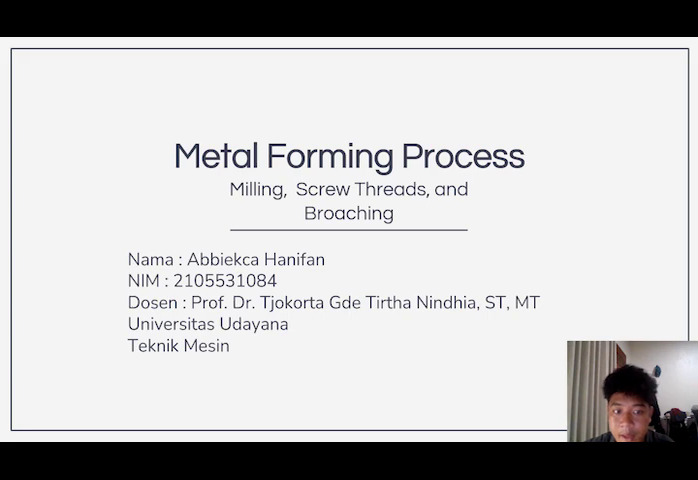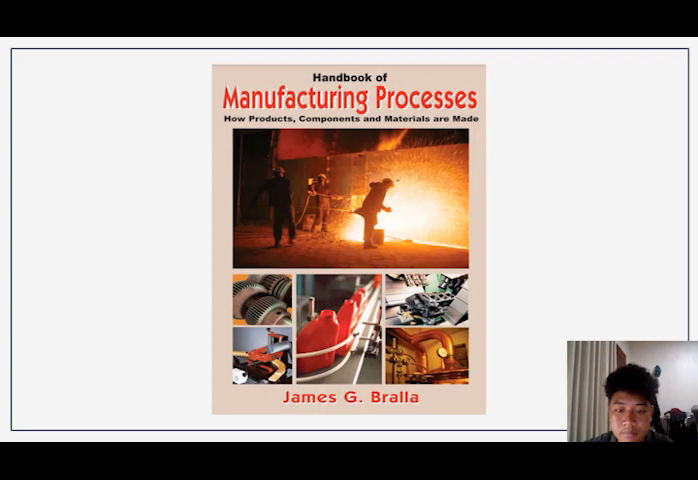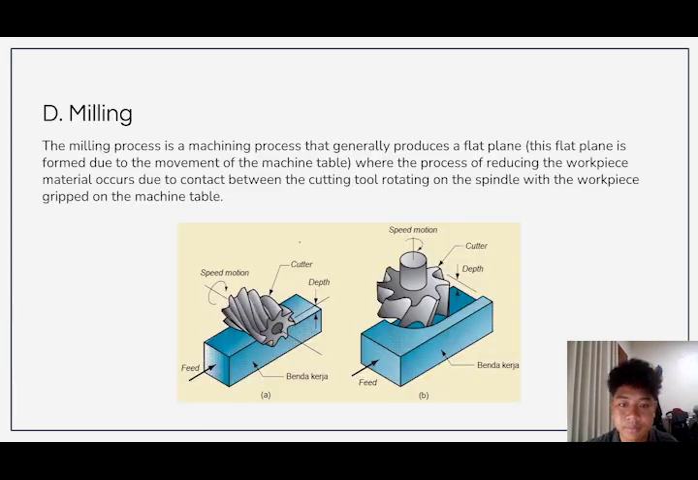And today, I'm going to explain to you about the metal forming process: milling, screw threads, and broaching. The subject that I took from Handbook of Manufacturing Processes, How Products, Components, and Materials Are Made, by James Gibrala.